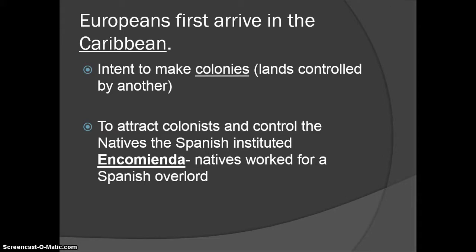And their intent is to make colonies, where that is land controlled by another. So Spain is controlling these colonies like Cuba. To attract colonists to Cuba, for example, they come up with this idea called encomienda. And it works a lot like feudalism, where a Spaniard comes over and is given a plot of land, and he's basically given as slaves the natives who lived on this land. So it's kind of like serfdom or slavery, but it's pretty brutal, and the overlords were not very kind to the natives.